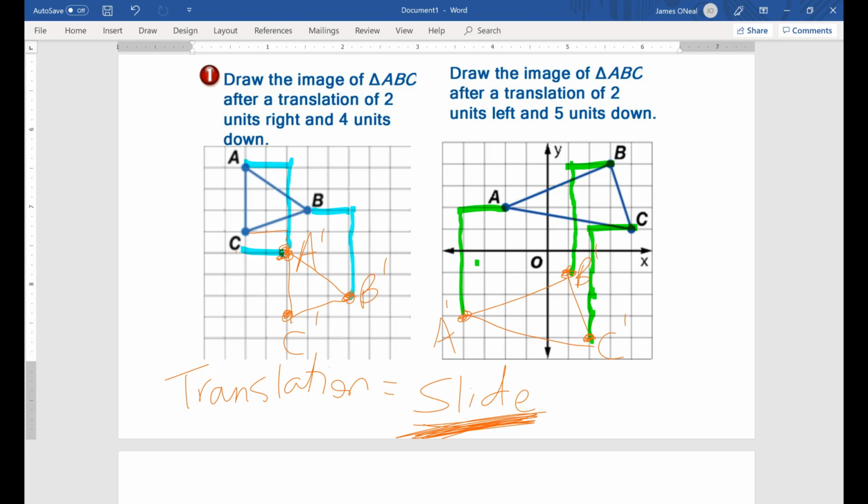Did the triangle get larger? No. Did it get smaller? No. It kept the same shape. All we did was slide it. That's all we did. That's all we're going to do.